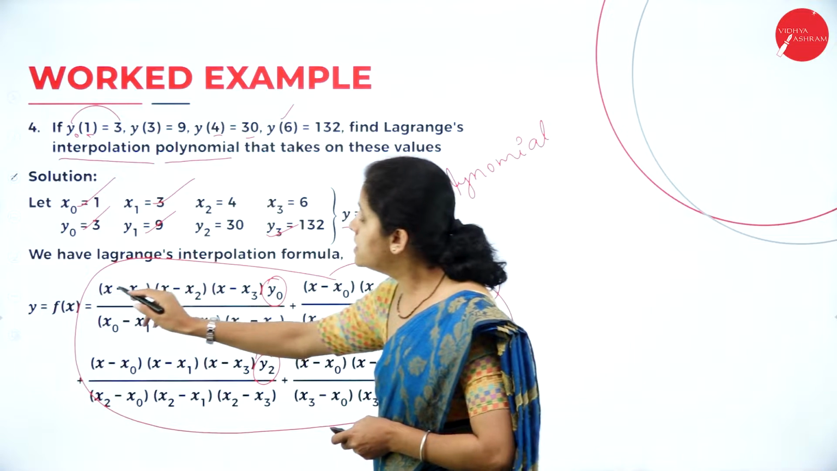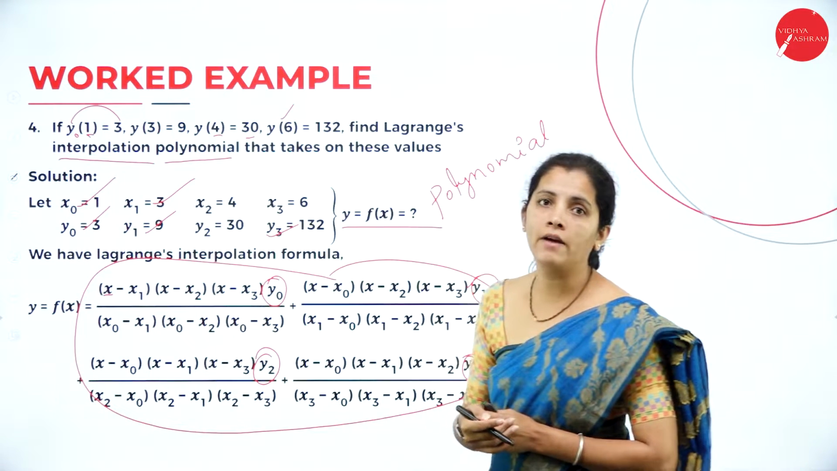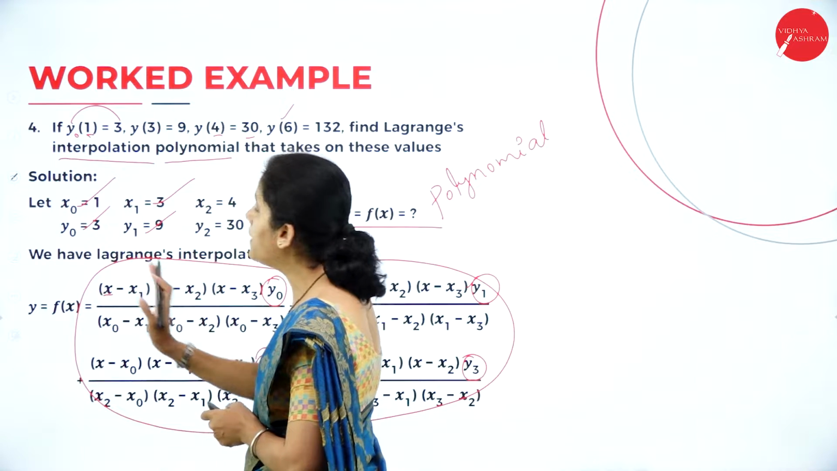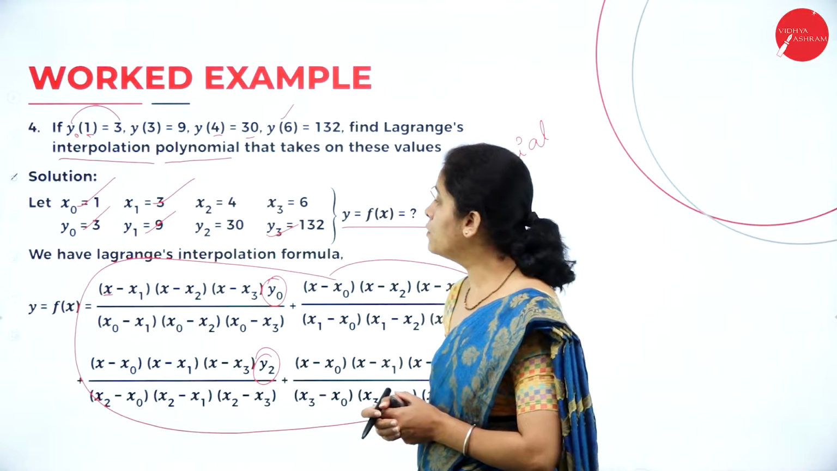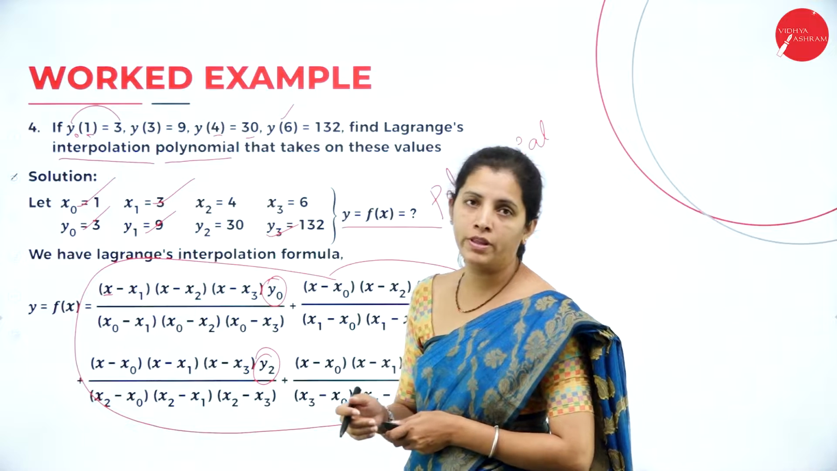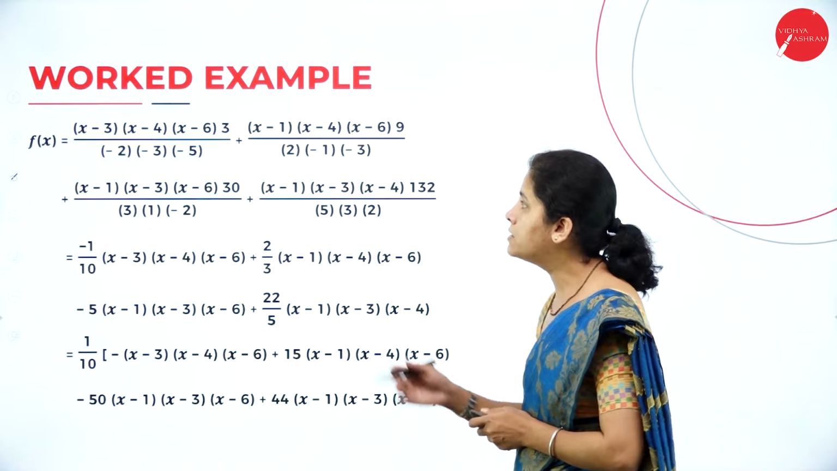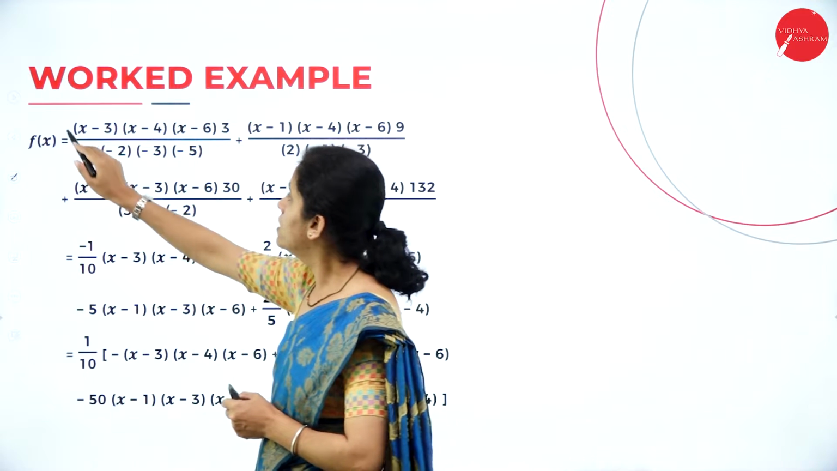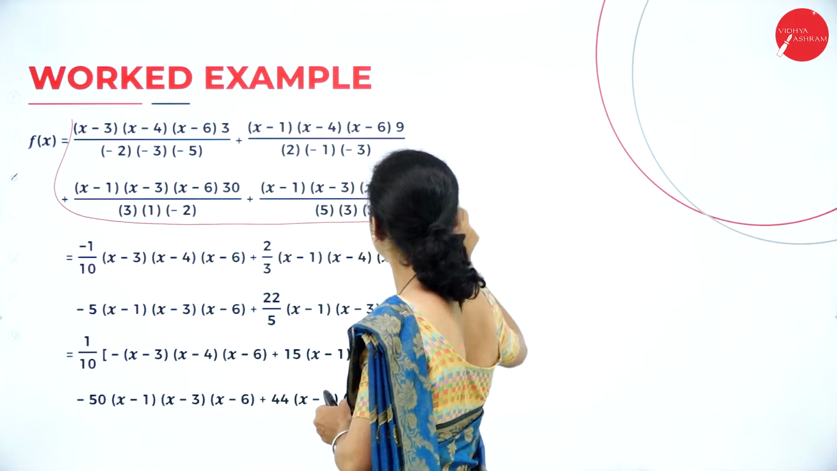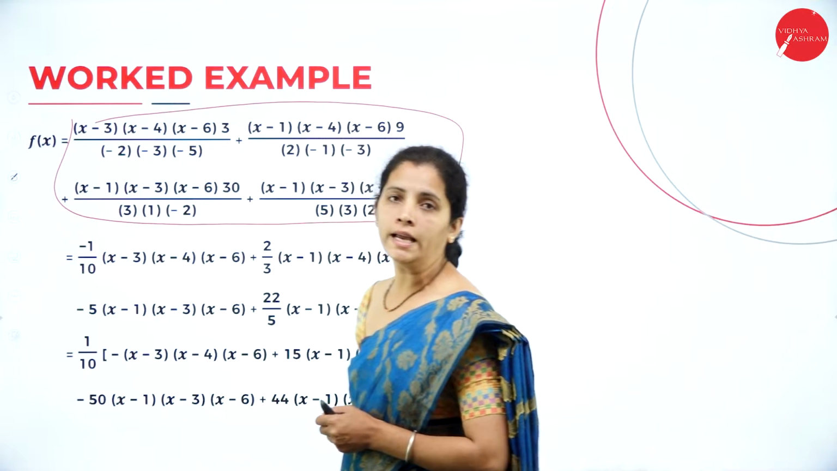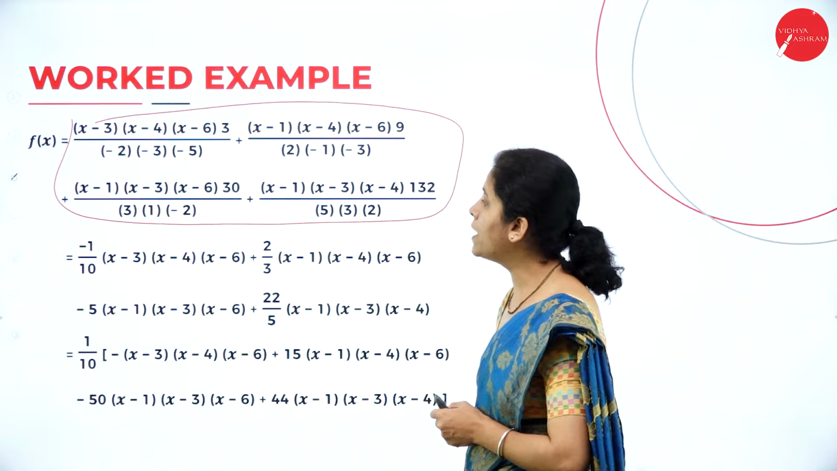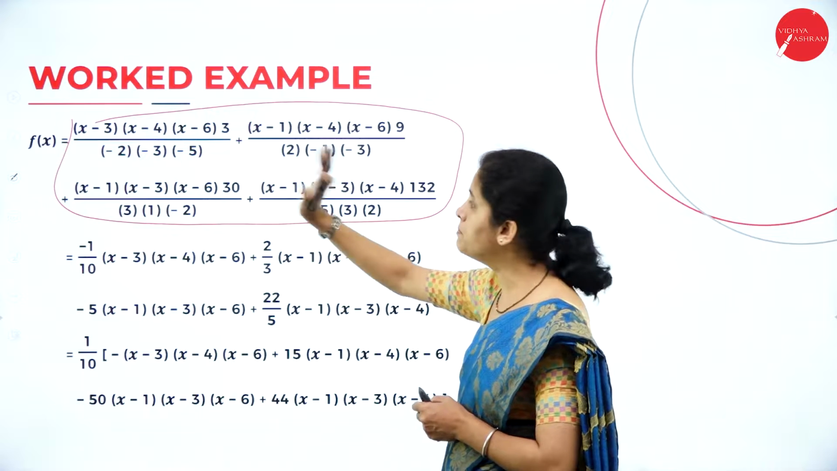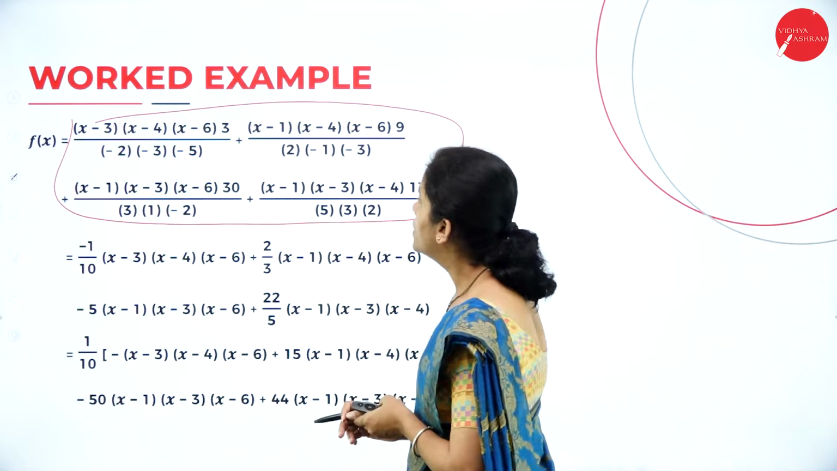Now, see here, I don't have any x value. So what I will do, I'll keep x as it is and I'm going to substitute the rest of the values. And after substituting the rest of the values, my equation looks like this. Now what I want to do, I want to simplify this equation or this formula. Okay, fine.